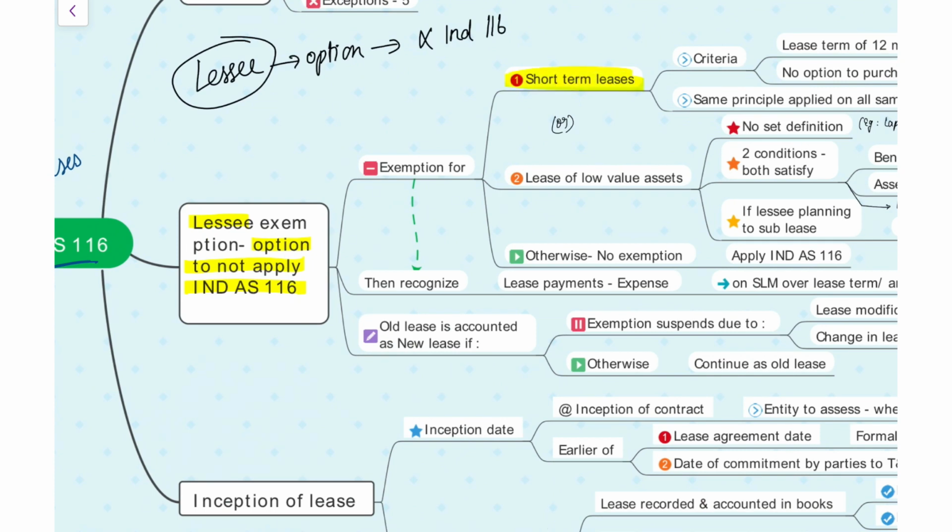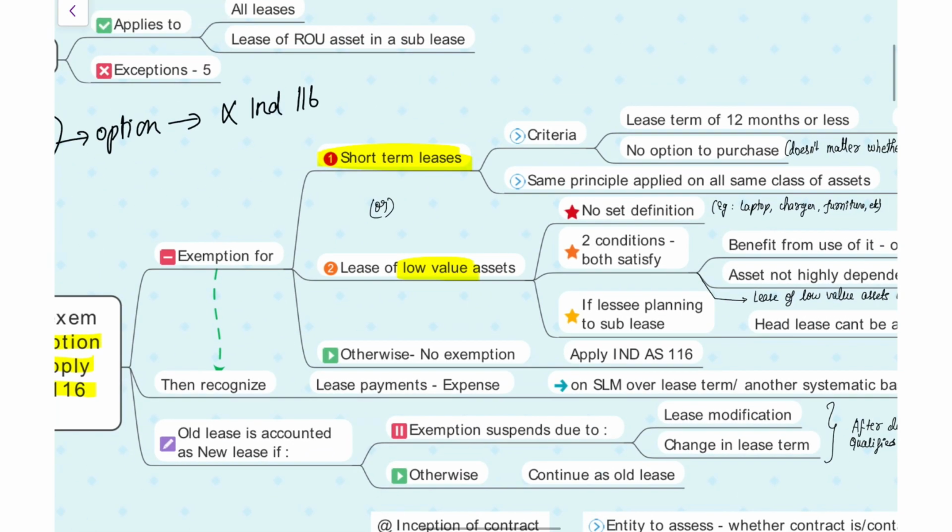So here what Ind AS 116 tells you is that if you have a lease of a shorter period, or if the lease is of an asset which is of low value, then in both of these cases you need not apply 116. Okay, you have an option. If you want to apply, it's okay. If you do not want to apply, then it's okay. You need not apply 116 on these leases alone. On all other leases you have to apply Ind AS 116.